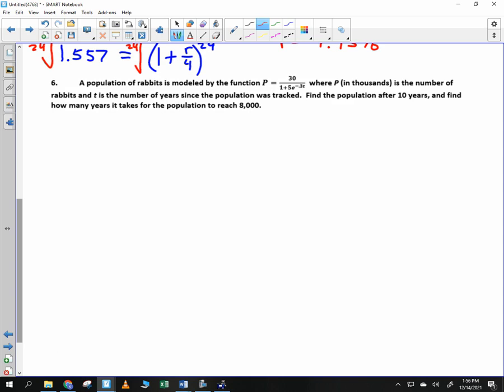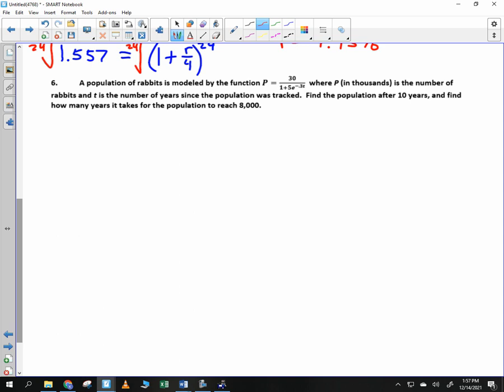Population of rabbits modeled by that function. P is in thousands. So suppose you come out with, say, 3 for P. What does that mean? Population is 3,000. P is the number of rabbits. T is the number of years that the population is tracked. Find the population after 10 years and find how many years it takes for the population to reach 8,000.